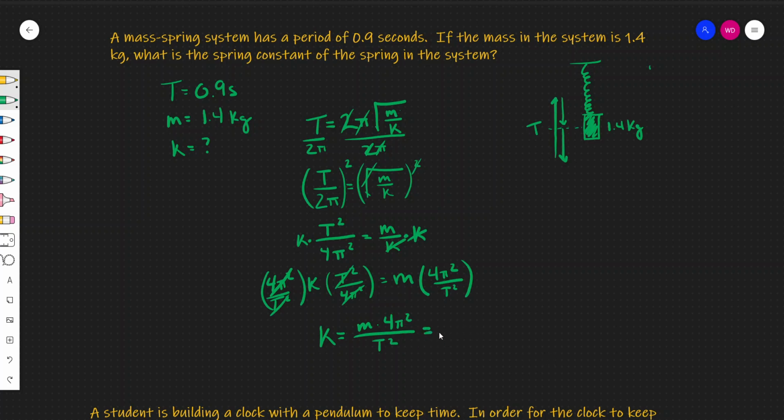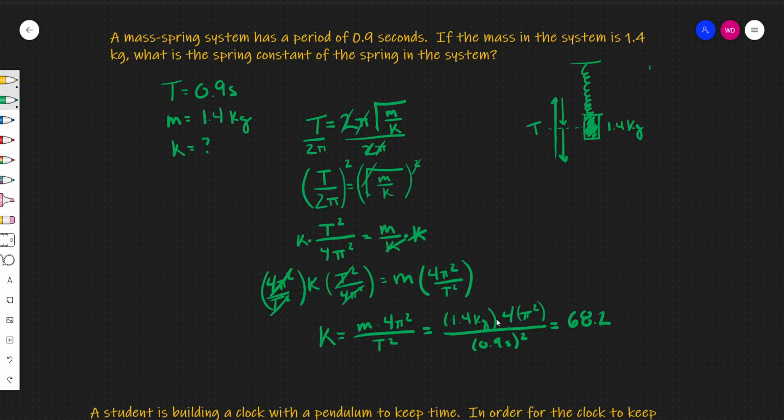Okay, so now I can plug in numbers. Mass is 1.4 kilograms times 4 pi squared. Now, I don't think we write this, but when you put this in your calculator, make sure you're putting pi squared in parentheses, to get the square, not to square everything, but just the pi. Okay, all divided by t, which is 0.9 seconds squared. Okay, so if I put this into my calculator, I get a big long number, but to 3 sig figs, I get 68.2. So my answer is 68.2.